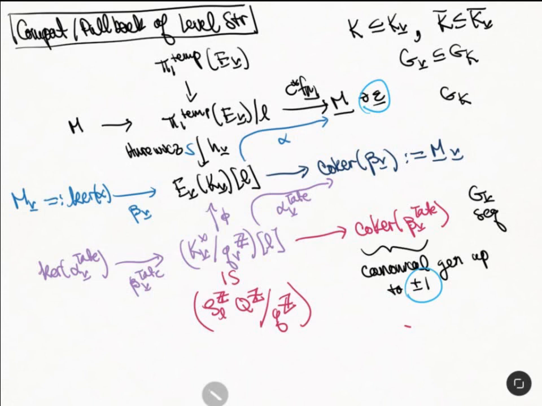Okay, so that's what we want to say. That's the compatibility condition between the local and global things: every time we localize at one of these bad places, this thing gets mapped to this thing.